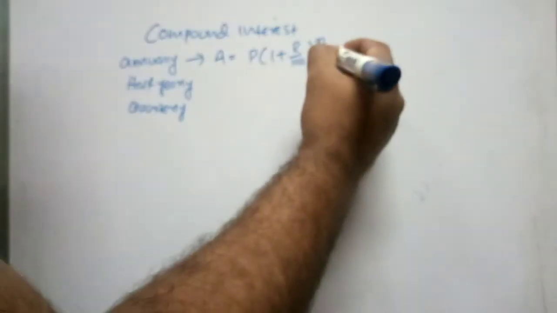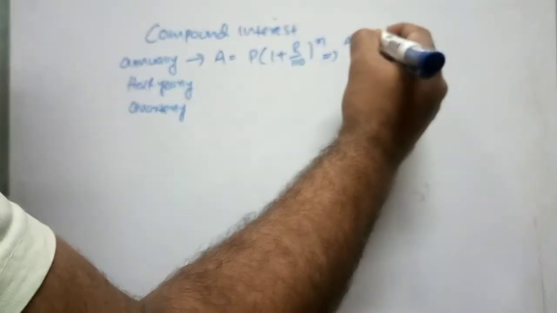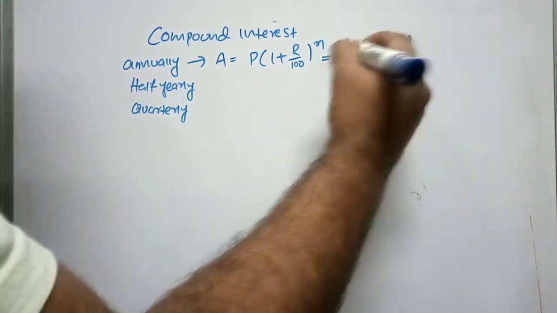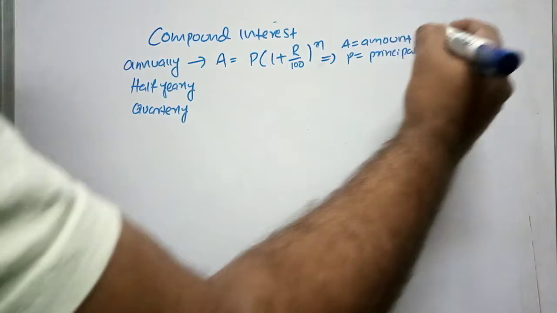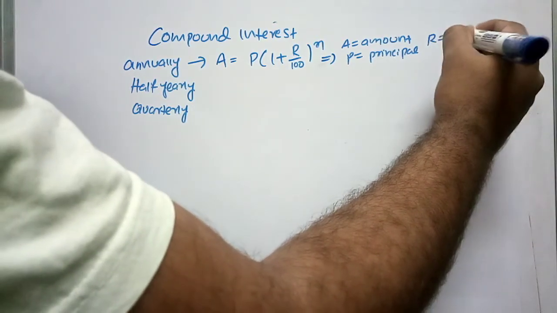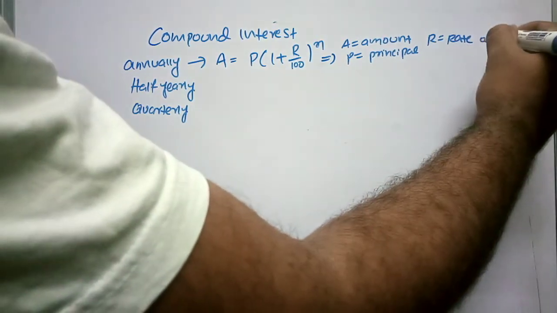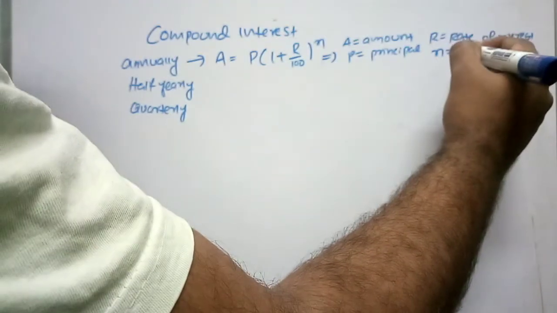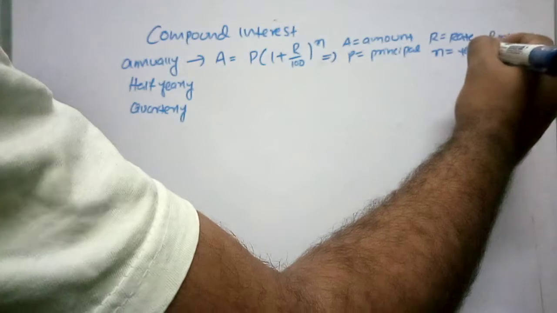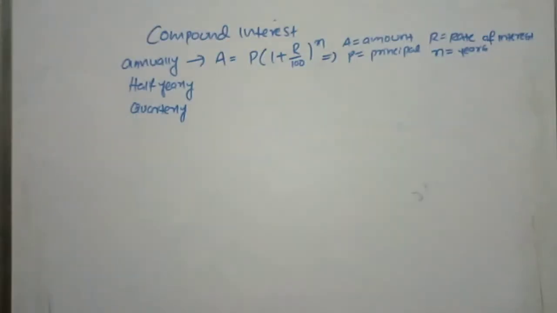Okay, so here A is equal to amount, P is equal to principal, R is equal to rate of interest, n is equal to years. So this is the notation here. One by one we will discuss.